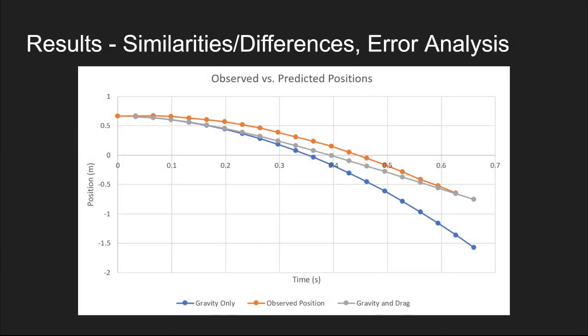Here's the data from the two computational models and the observed data on one graph. Notice how the computational model that included drag more closely models what we see in the real world. However, the middle of the graph does have some discrepancy. This could be because of human error when positioning the center of the paper ball and tracker, as the ball was blurry during some frames.